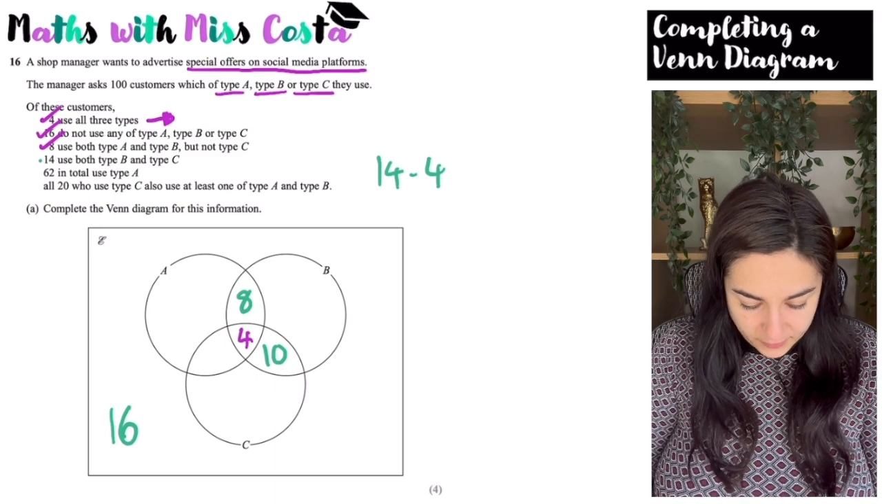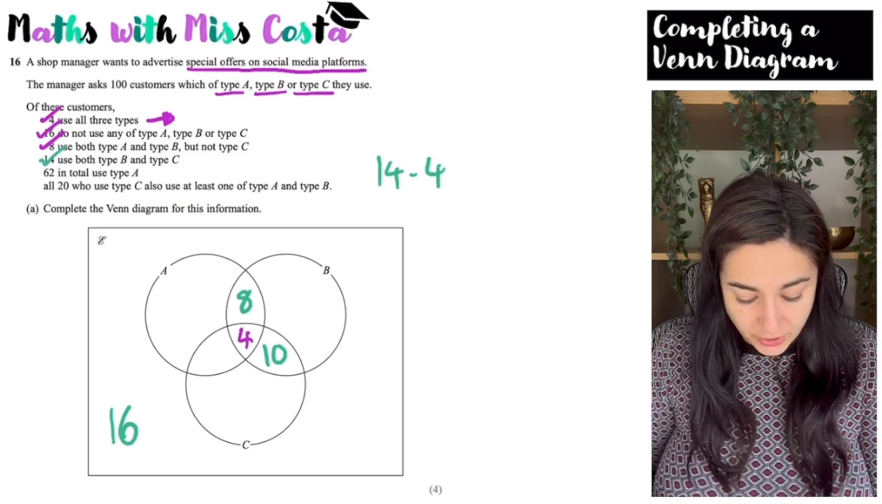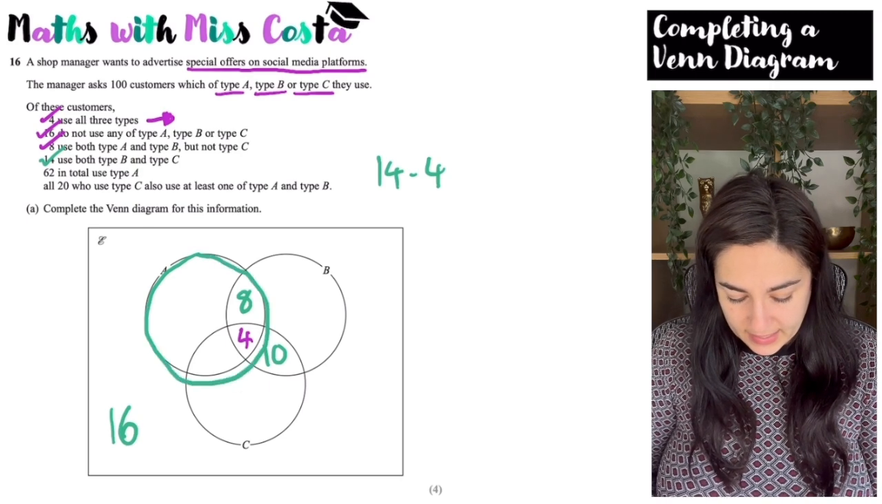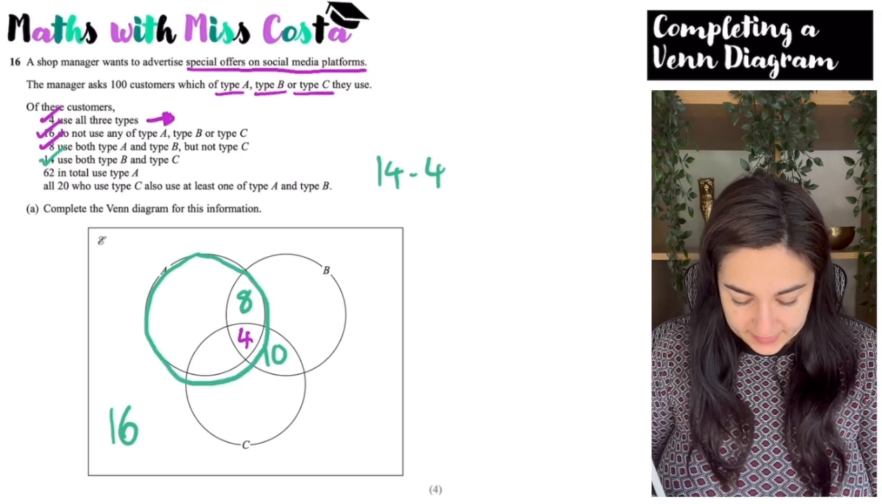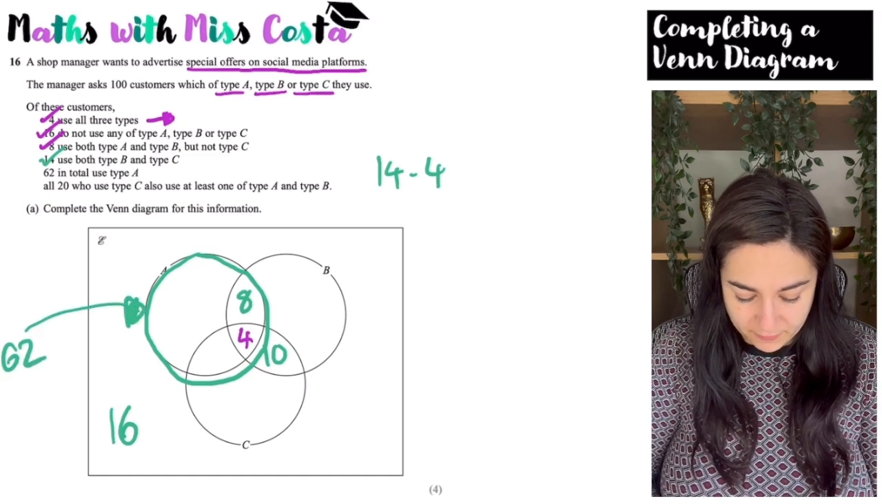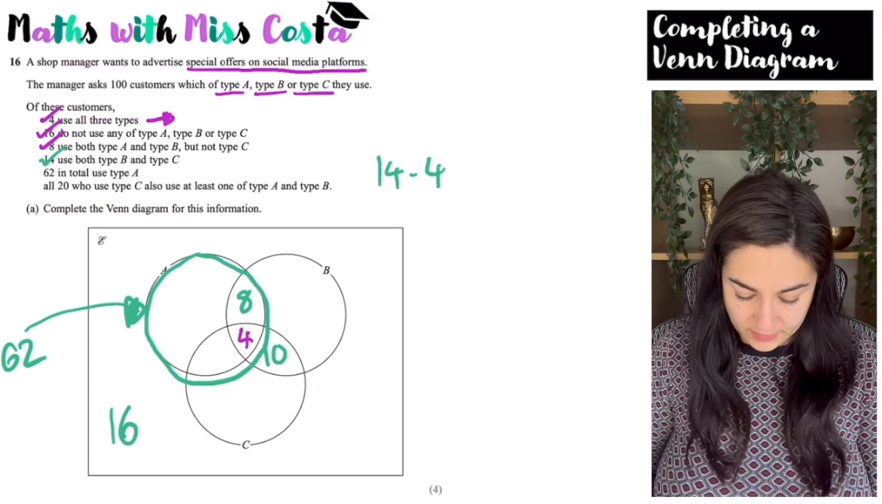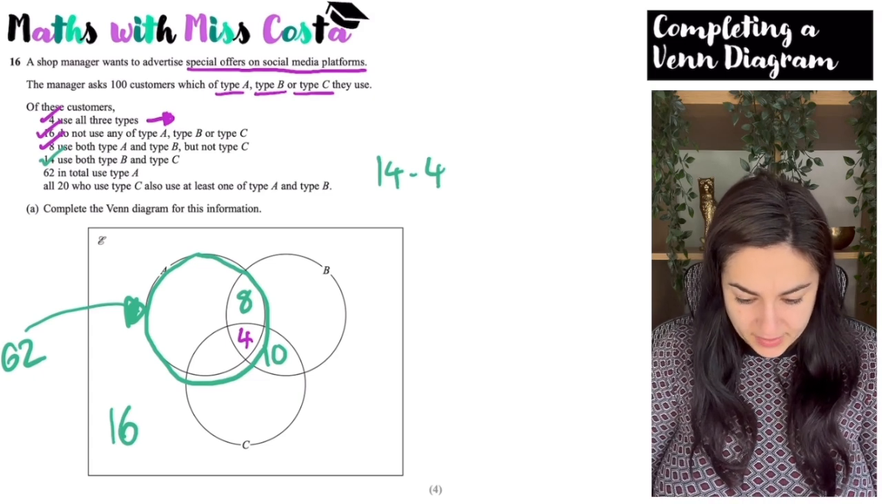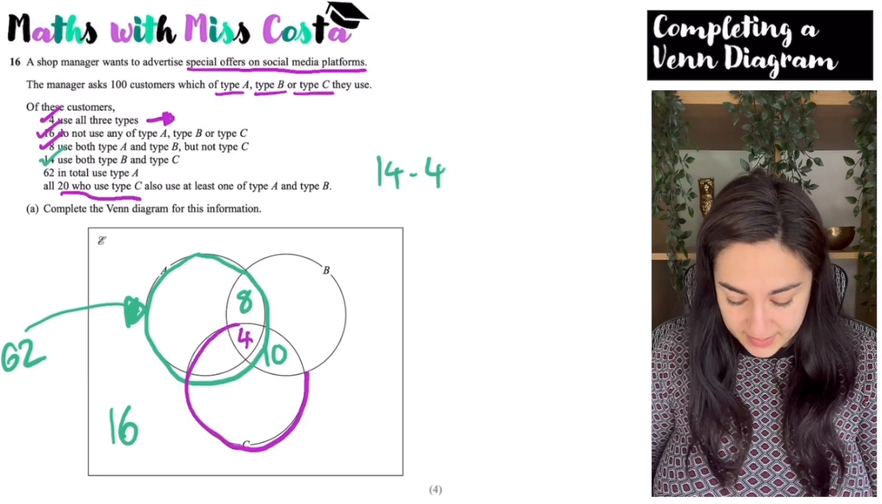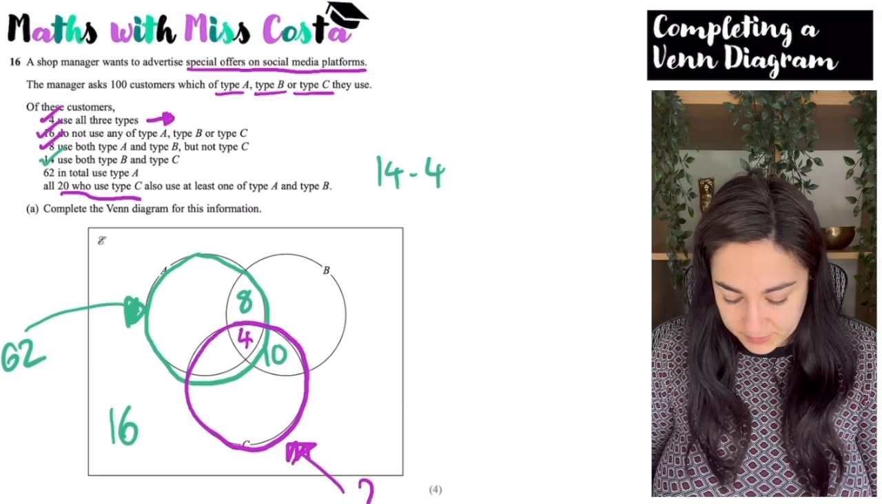Next, I've got 62 in total use type A. So here is type A, and all of this must sum to 62. I'm going to leave that for later in case I have some information that I need to put into the intersection of A and C. And then it says all 20 who use type C. Okay, so I know that all of this must sum to 20.